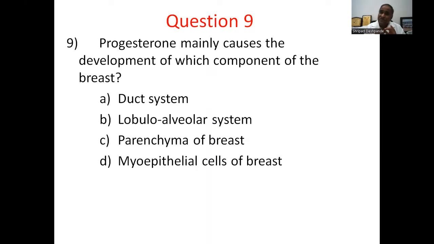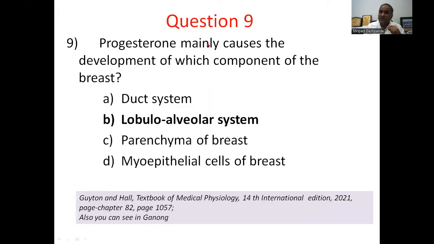Look here, the duct system is developed by the estrogen. The parenchyma of the breast is developed by prolactin, growth hormone, insulin, thyroxine, and all other growth promoting hormones. Myoepithelial cells of the breast are under the governance of oxytocin. Now, every month, the progesterone increases the lobulo-alveolar growth. So option B, lobulo-alveolar system, is correct.